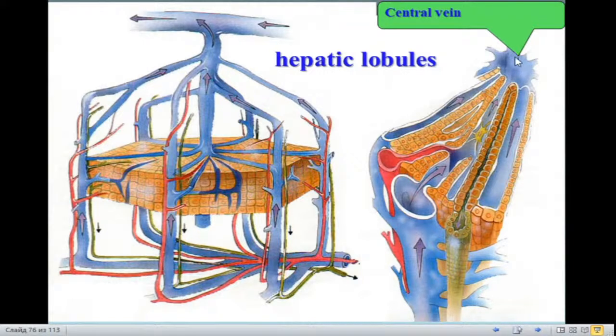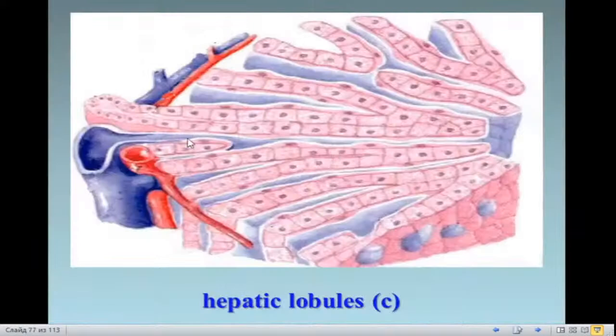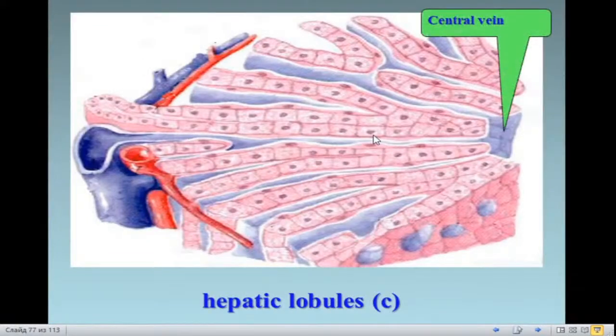Central vein. At the same time, production of bile is accomplished in the opposite direction, so from the center towards the periphery, and is collected into the smallest bile duct, which is called ductulus biliferus, located in the angle of each hepatic lobule. Here is how it looks.